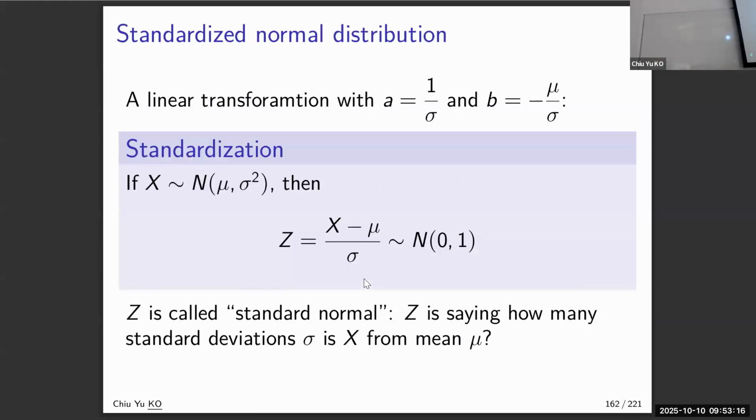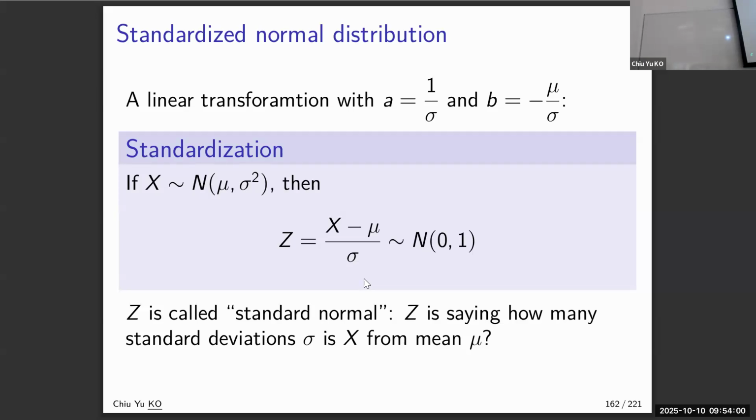Now, because A and B are arbitrary, we can make A be 1 over sigma and B be minus mu over sigma. That means if you do that, you can always transform the normal X into the standardized version, which is mean 0, sigma 1. Okay. And if you do this, what does Z represent? Z just says how many standard deviations it is above the mean, right? If Z is 1, it means it is 1 SD, standard deviation, above the mean. If negative 1, it is 1 SD below the mean, okay? So that is very important.